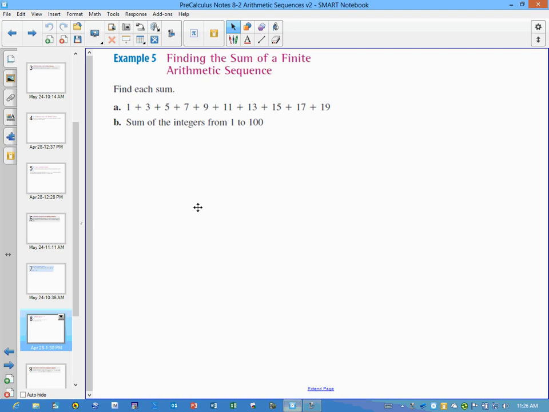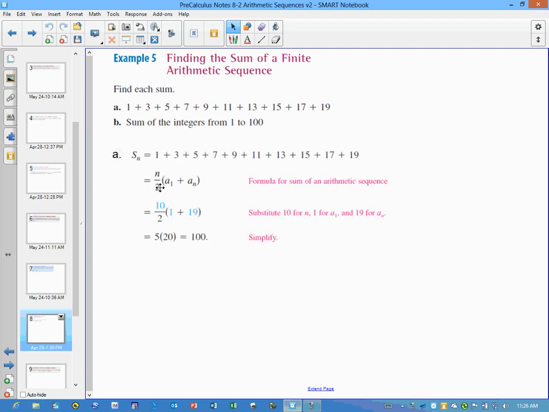And let's take a look at how we're going to use it. If we have the following sum, 1 plus 3 plus 5, etc., all the way up to 19, and they want us to find the sum of that arithmetic sequence. Now, yes, you can just add them up the way they are, but the idea is we're trying to find a way to add a lot of numbers, so we're going to use the formula here. Using the formula, we can count that we have 10 terms, 1, 2, 3, 4, 5, 6, 7, 8, 9, 10. So n is going to be 10.